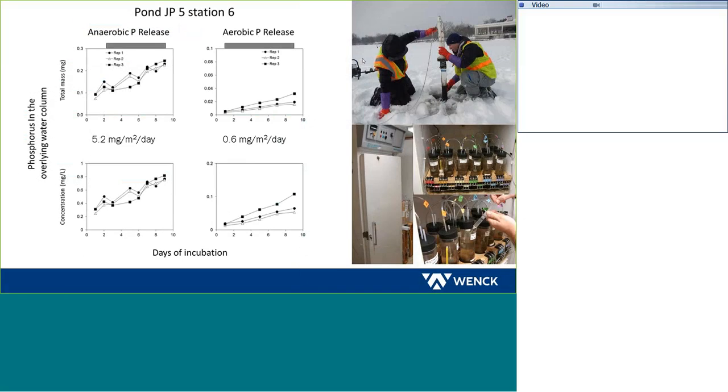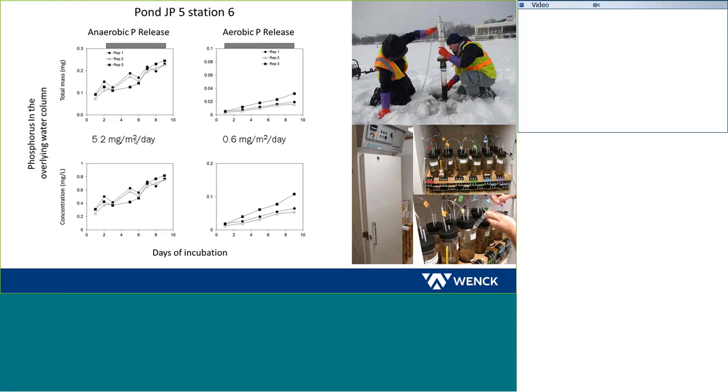So we went out and collected cores. We take them back to the laboratory. We make the cores go anoxic. We measure phosphorus release. Under anaerobic or anoxic conditions devoid of oxygen, we measure the release rate here of 5.2 milligrams per meter squared per day. That's a pretty high rate when you think about how much phosphorus is coming back out of the sediments.